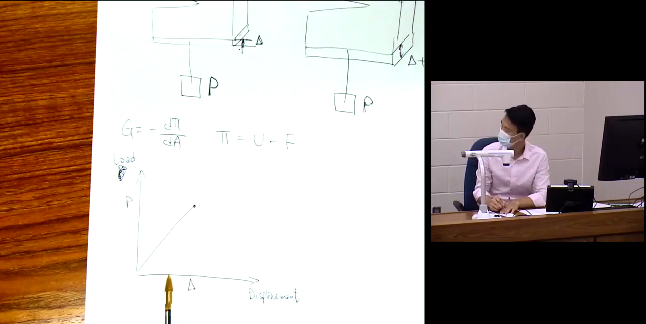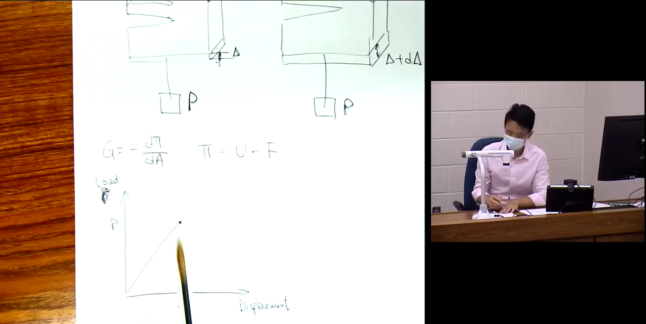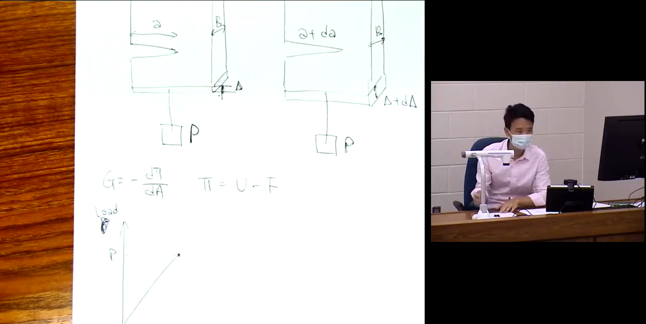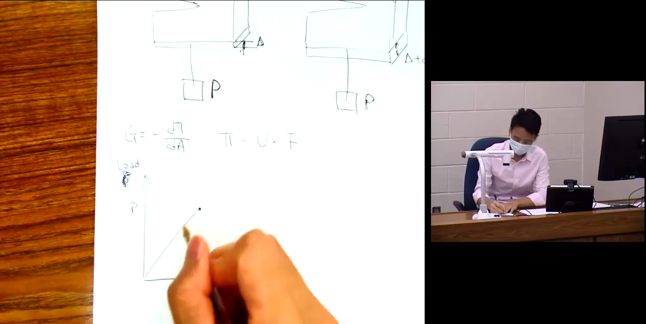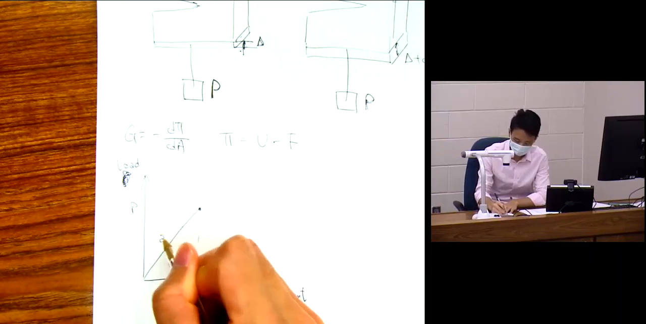Right? So this is just a simple load-displacement curve for this guy. This is a linear elastic material, we assume, so it's always a straight line here. Now this is for the configuration where the crack length is A, yes?